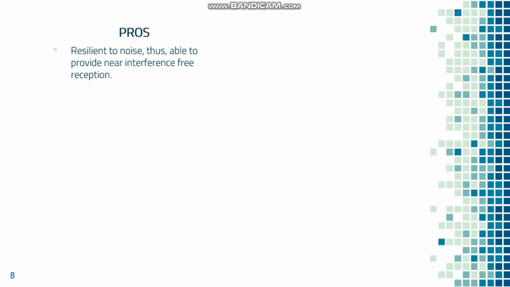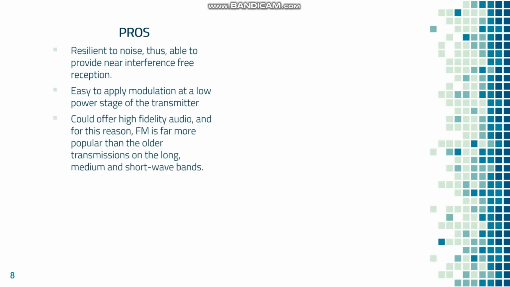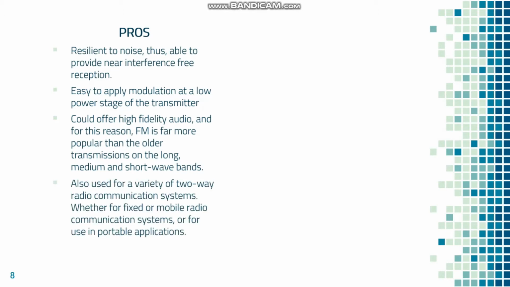So, ano ba yung pros niya? First is resilient to noise, thus able to provide near interference-free reception. Easy to apply modulation at a low power stage of the transmitter. So could offer high fidelity audio, and for this reason, FM is far more popular than older transmissions on the long, medium, and shortwave bands. It is also used for a variety of two-way radio communication systems, whether for fixed or mobile radio communication systems or for use in portable applications.